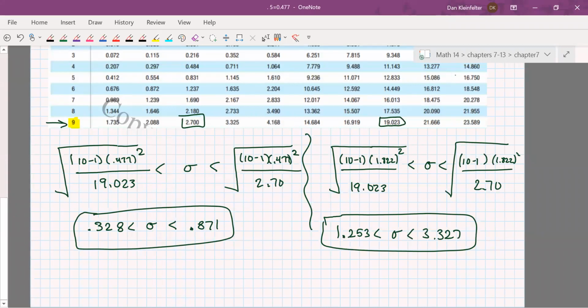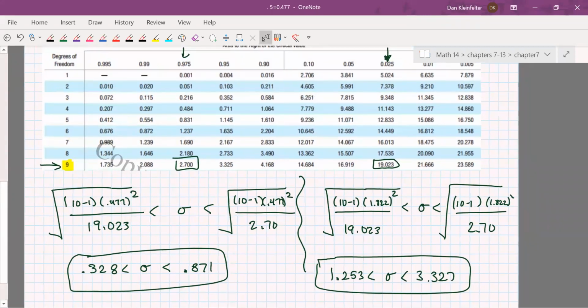All right, so now we just need to run the calculator. Putting these two into the calculator, our 95% confidence interval for Jefferson Valley Bank was 0.328 up to 0.871. For Bank of Providence, it was 1.253 up to 3.327. One thing that is interesting about producing these two intervals is you'll notice that they don't overlap at all. So that's pretty suggestive that the two standard deviations are actually really different from one another.